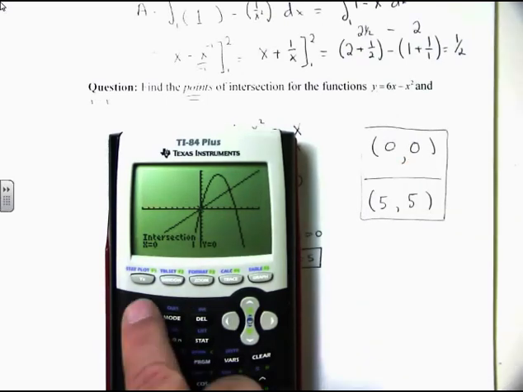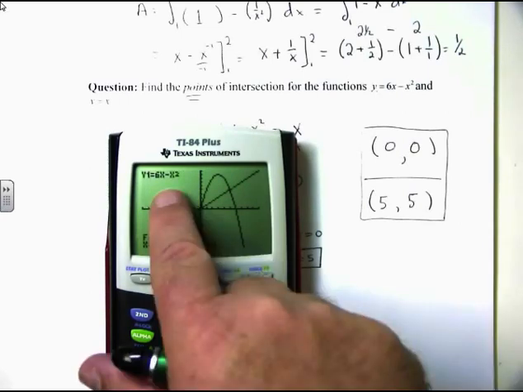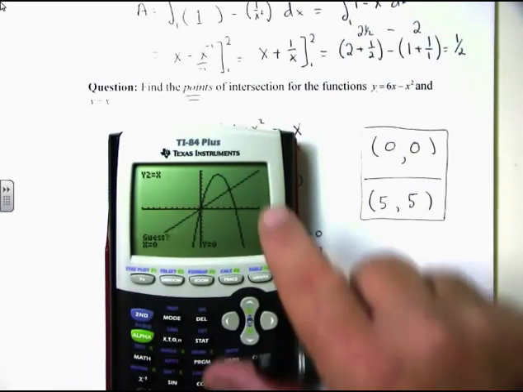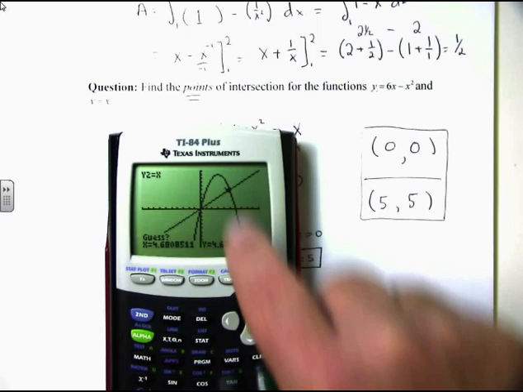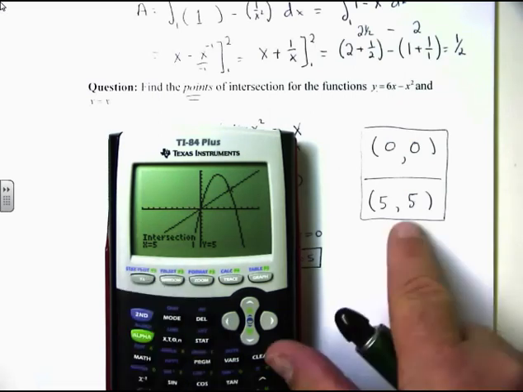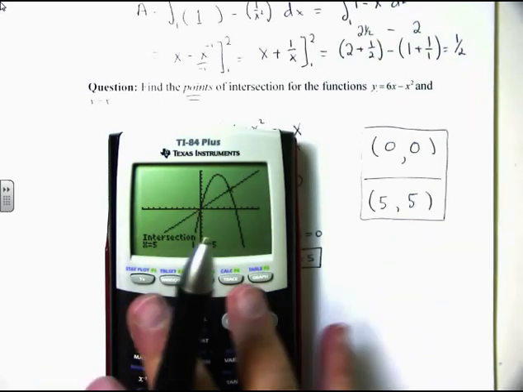Then I start over again. Second, calculate intersection. Is that my first curve? Yep. Is that my second curve? Yep. But now I want to talk about this point of intersection, so I want to guess. The closer you guess to the point of intersection, it kind of zeroes in on it. And it gives me a 5, 5. So there we go. Even according to the calculator, I did get my points of intersection correct.